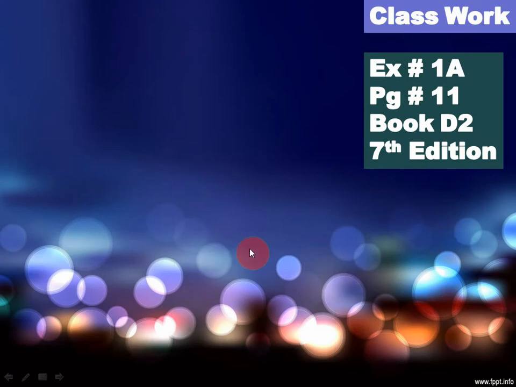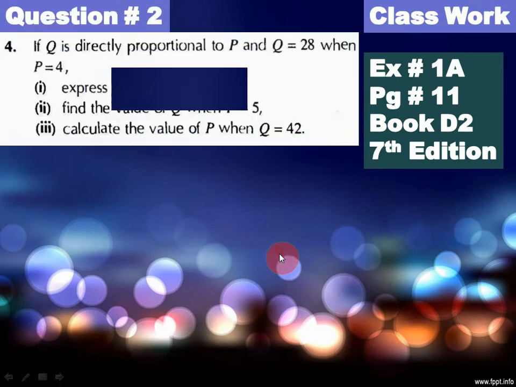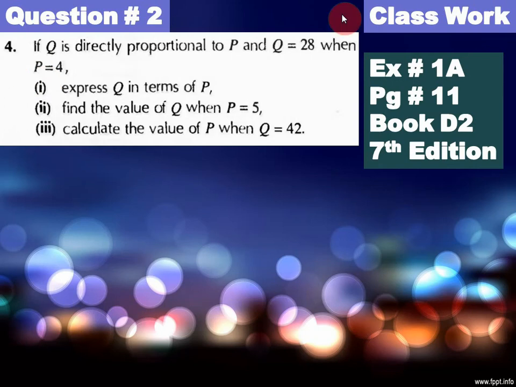Next, moving on, question number 2. Question number 2 is again from exercise number 1a, which is actually question number 4 of this exercise, page number 11. If q is directly proportional to p and q is equal to 28 when p is equal to 4, express q in terms of p.